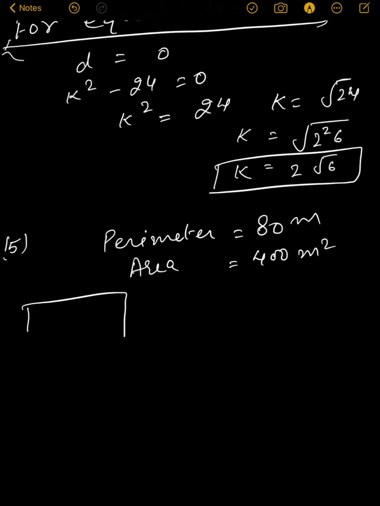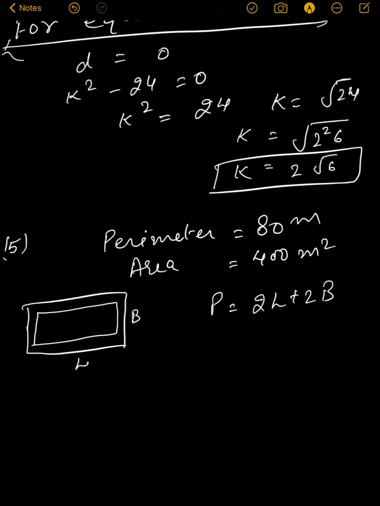So first, the rectangular park. Suppose this is length, this is breadth. What is the perimeter? Perimeter means sum of all the sides. So it comes out to be P is equal to 2L plus 2B. Always. The meaning of the question is whether the roots of the quadratic equation exist. This is the mathematical meaning of this question.